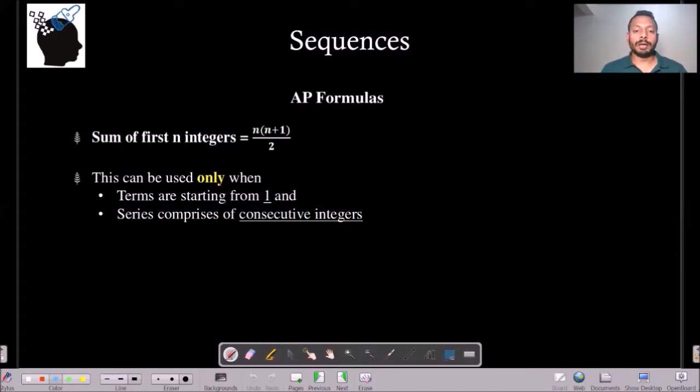Now what do you do if it is an arithmetic progression and these conditions are not satisfied? Then in that case, you can use your general sum of n terms formula for the arithmetic sequence, which was n by 2 multiplied by 2a plus n minus 1 times d.